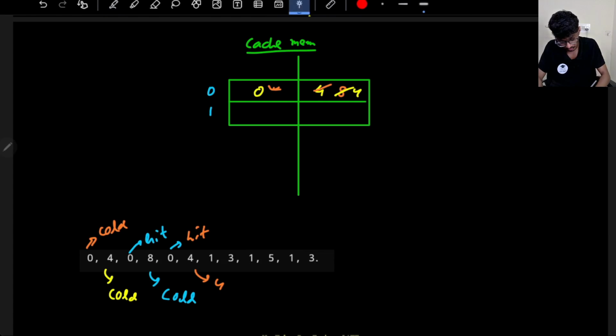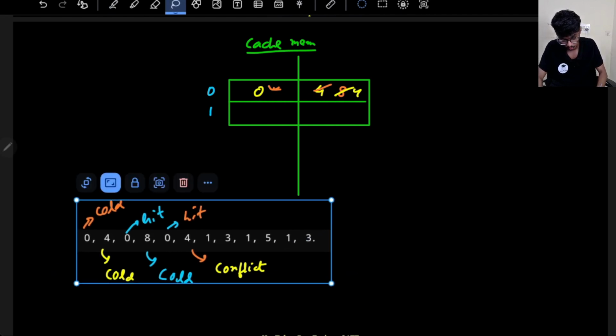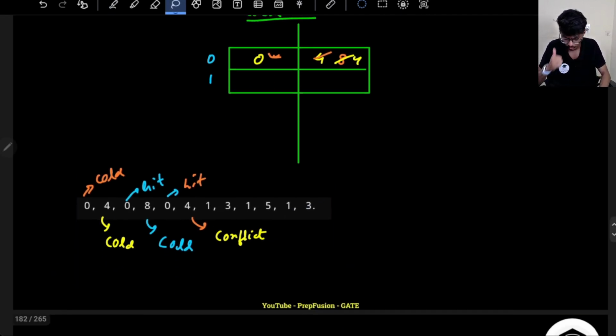The important fact is, what kind of miss is this? Of course I am replacing, so there is some miss. This miss is of the conflict miss type. Why is this a conflict miss? Because the cache memory still has storage, and it is not a cold miss. Why is it not a cold miss? Because 4 has been called before.